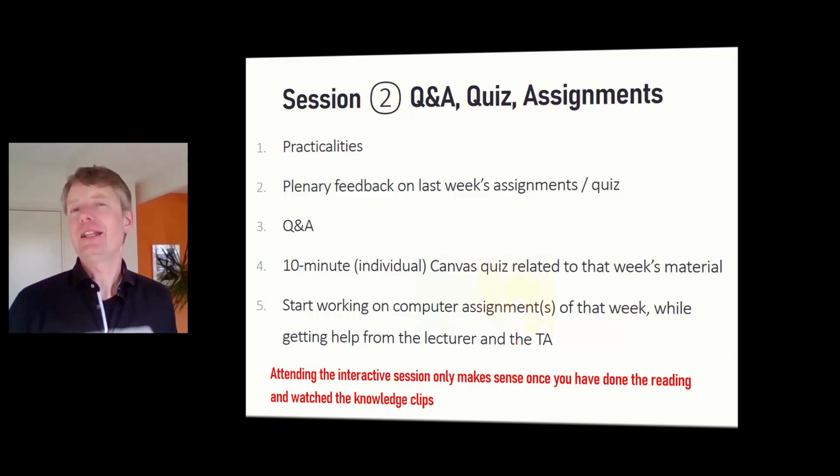Obviously, attending Wednesday's session only makes sense and only adds value if you have done the reading and watched the video clips, right? Because then the Wednesday session is useful to check whether you really understand everything. And again, that's very important because there's no textbook. You have to rely on lecture notes. So the Q&A session is also a very important check on your understanding.